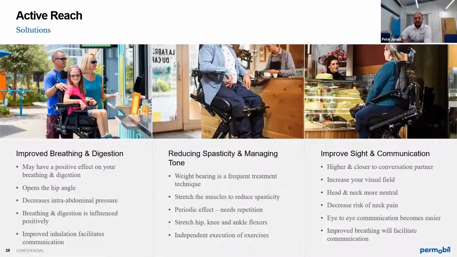The anterior tilt function brings you closer to communication, increases the interaction, improves the speech production, and can lead to enhanced engagement in activities.